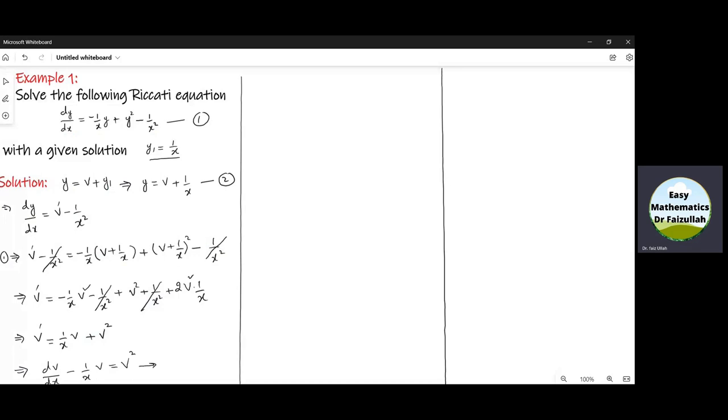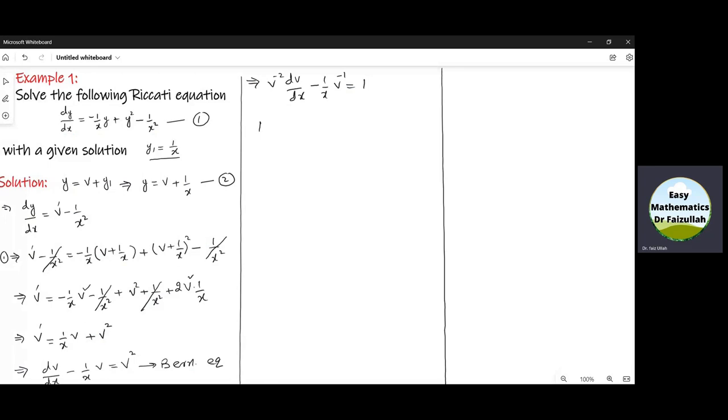So we can see that this is the Bernoulli equation. Now to solve the Bernoulli equation, we divide each side by v square. So from this we can obtain v power minus 2 dv by dx minus 1 over x v power minus 1 is equal to 1.